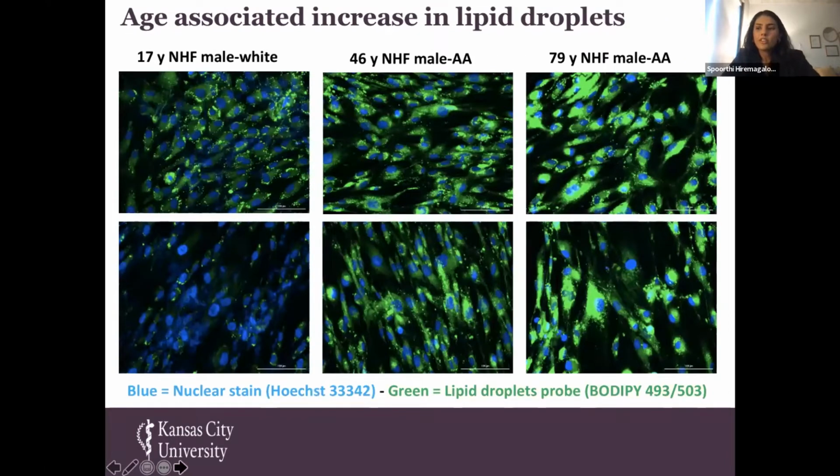And to see how this decrease correlated with lipids, we used live cell imaging. We used Hoechst to stain the nuclei blue and BODIPY to stain the lipid droplets green. And these three groups are representative of young, old, and older NHF cell lines. And you can see a clear increase in green fluorescence with age, which represents lipid droplets.